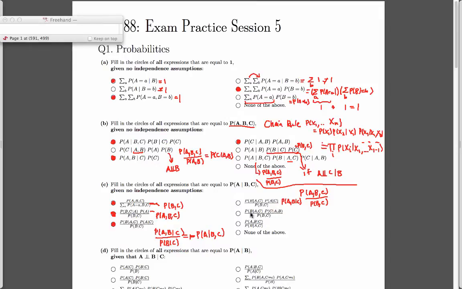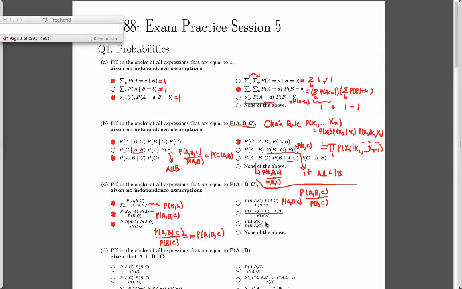This is not equal to probability of A, B, and C because both of them are conditioned on A and it doesn't simplify. So therefore, this is also an incorrect answer.